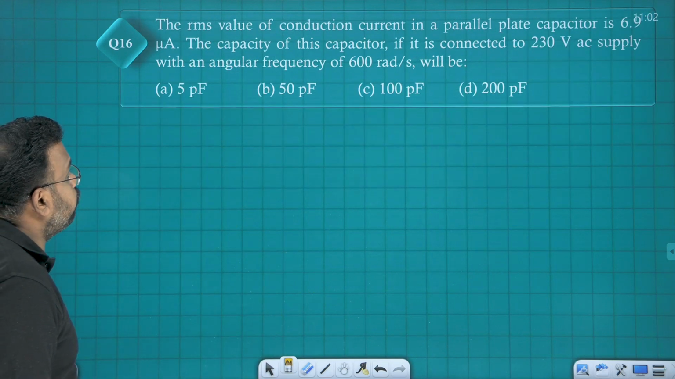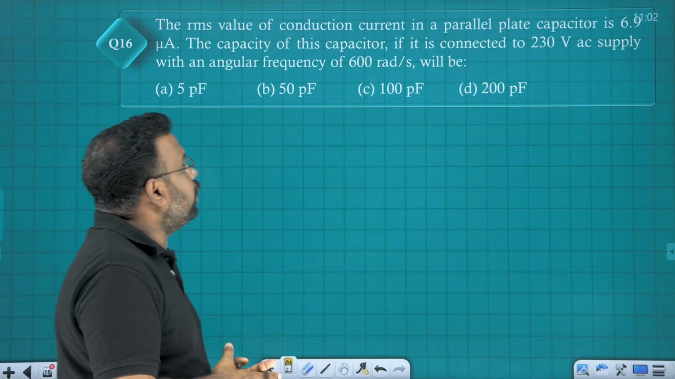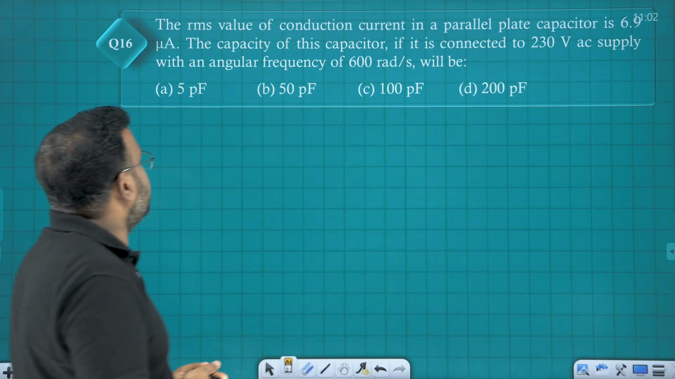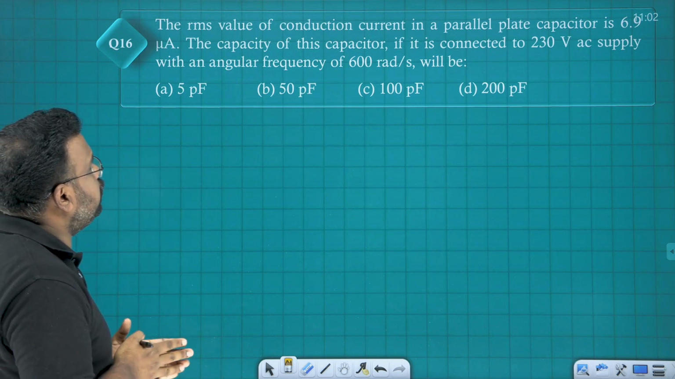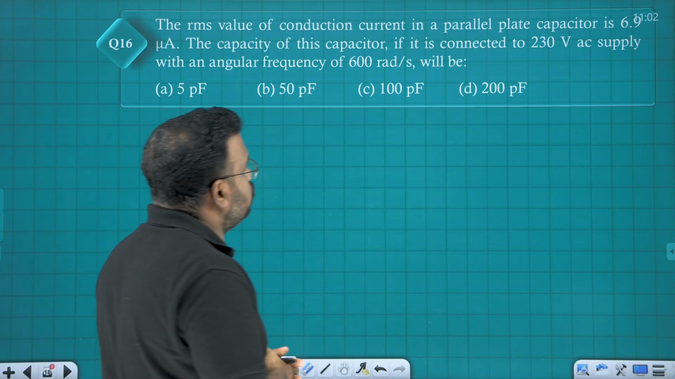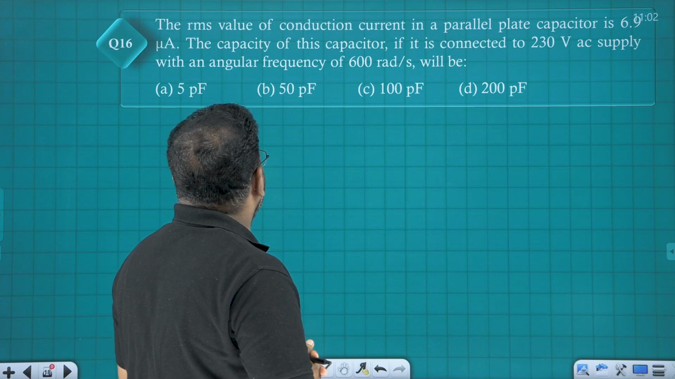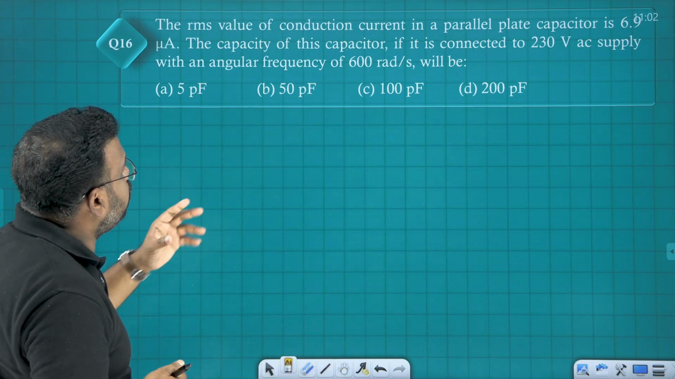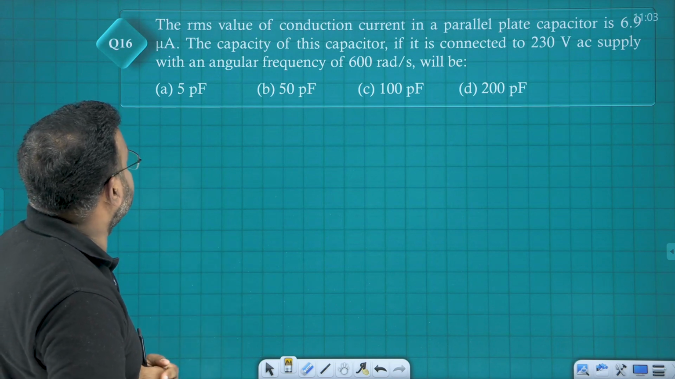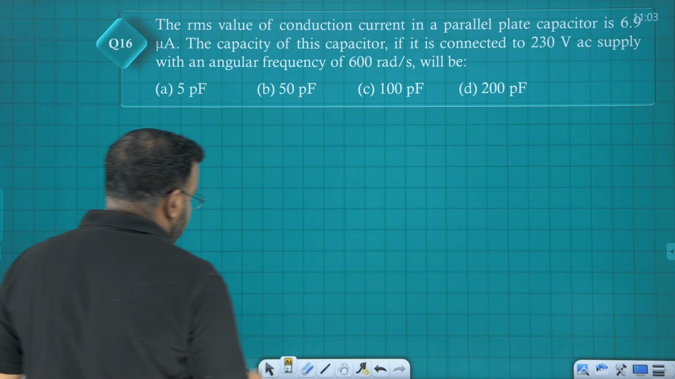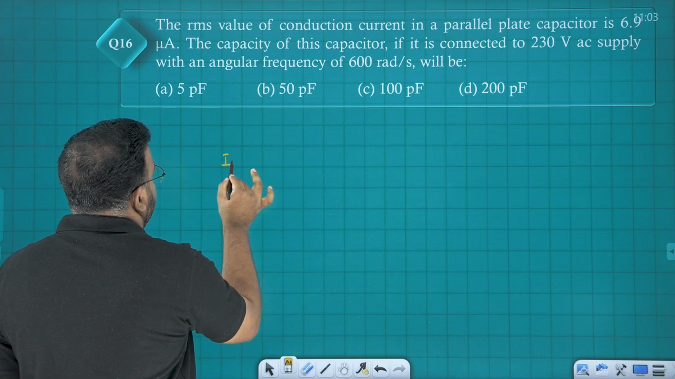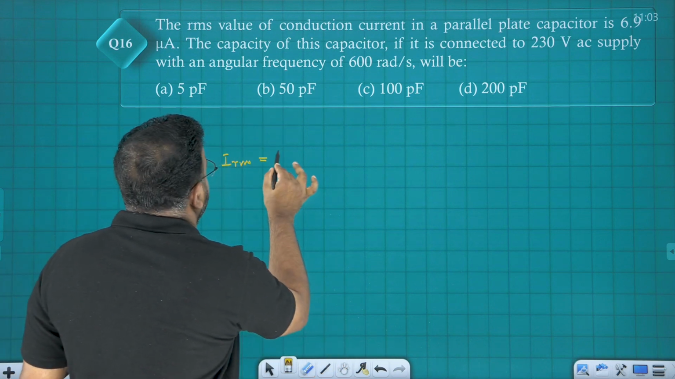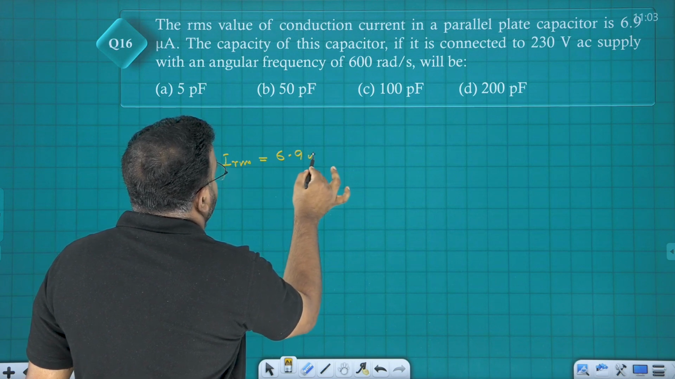Question number 16. The RMS value of conduction current in a parallel plate capacitor is 6.9 microampere. What is the capacity of this capacitor, if it is connected to a 230 volt AC supply with an angular frequency of 600 radian per second? Only the capacitance we need to find. RMS value of current is given. So I RMS is equal to 6.9 microampere.